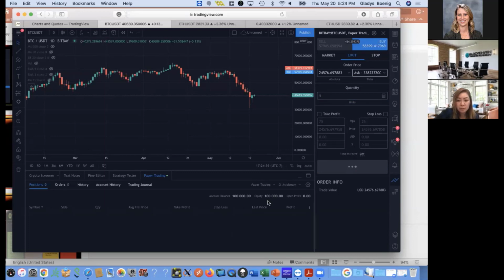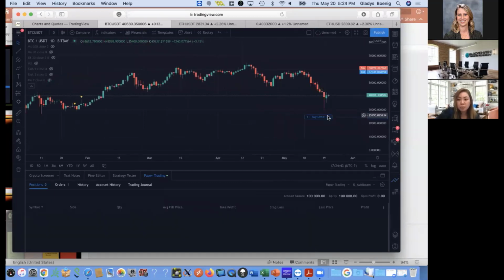Okay, so that was just an example. Obviously, I did not look at the price or whatsoever, but this is how you do paper trading with TradingView. And then you'll have a sign here that says buy limit. Okay, so time frames. Yes, I want to cancel.